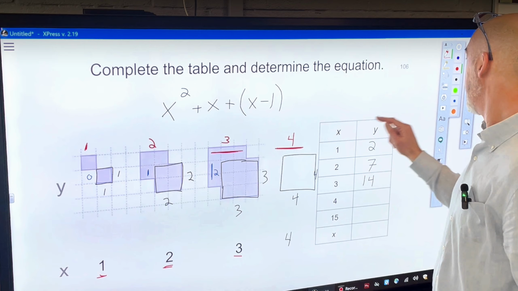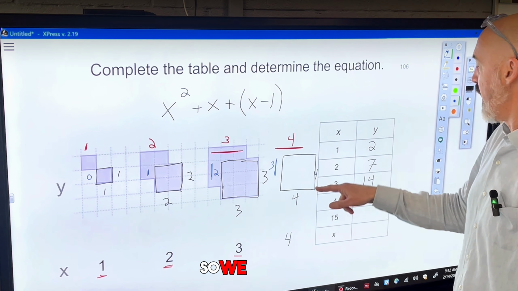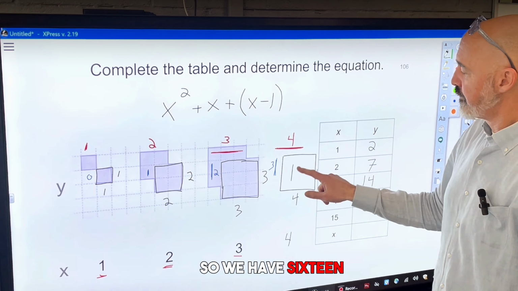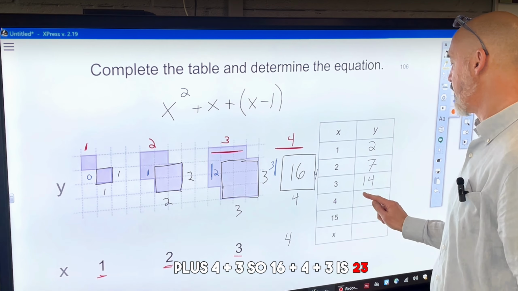So just to reiterate, for the fourth iteration, then there's going to be a level here of 4 pieces, and then a section going down of 3. So we have 16 plus 4 plus 3. So 16 plus 4 plus 3 is 23.